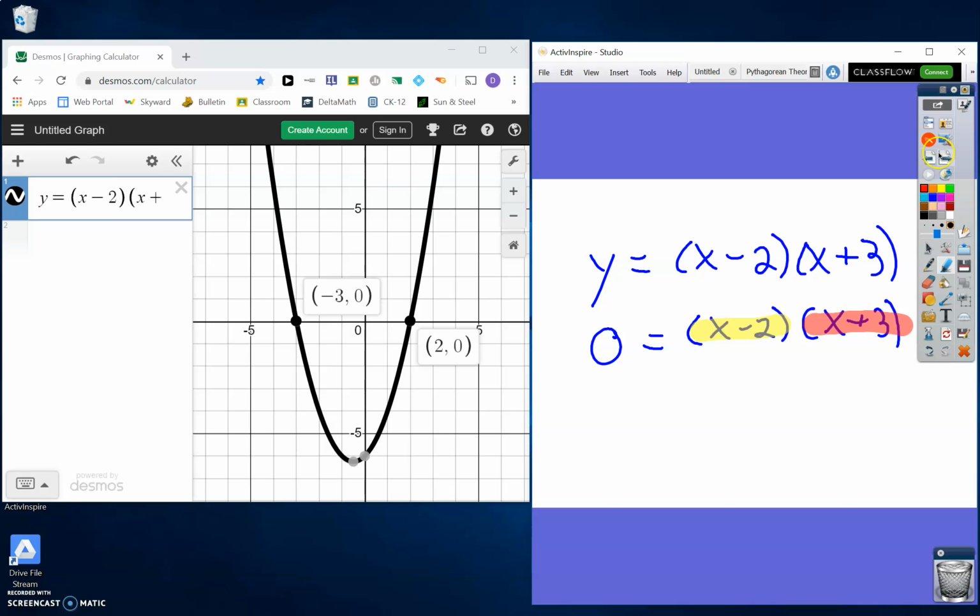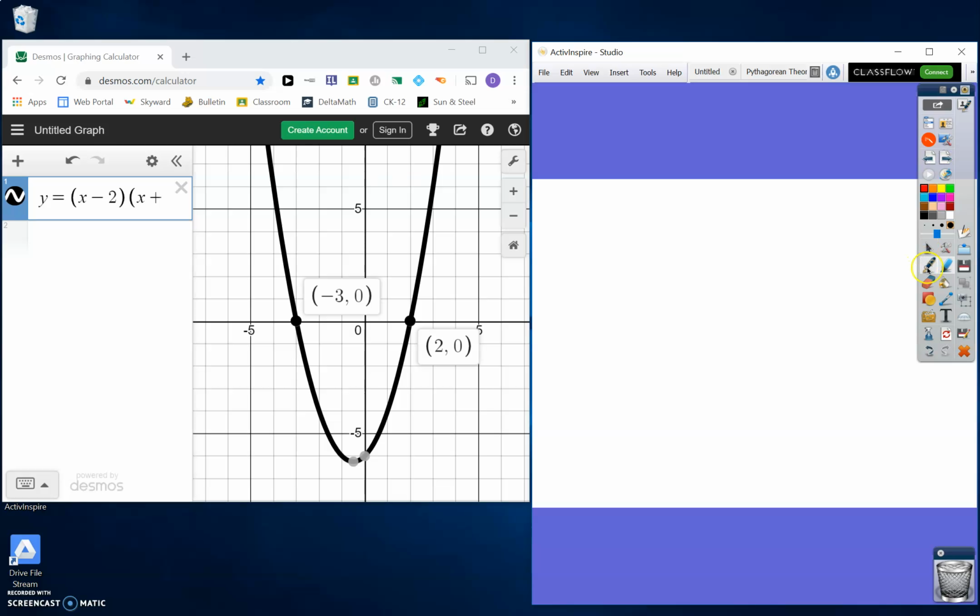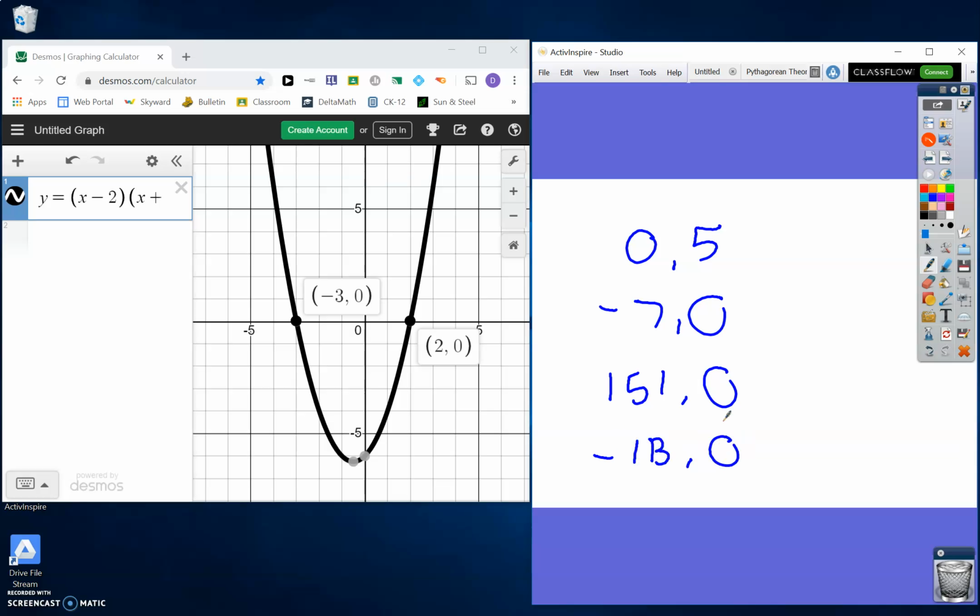So oftentimes in class I'll ask people, hey, would you please tell me 2 numbers that multiply together to get 0? I'll just go around the room and somebody will say 0 and 5. And I say, yep, that works. And somebody else will say -7 and 0. And somebody getting creative says 151 and 0. And that's true. And of course there's always that one person that's going to go -1 billion and 0. And that's true as well.